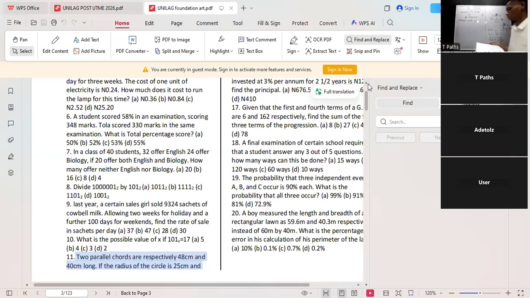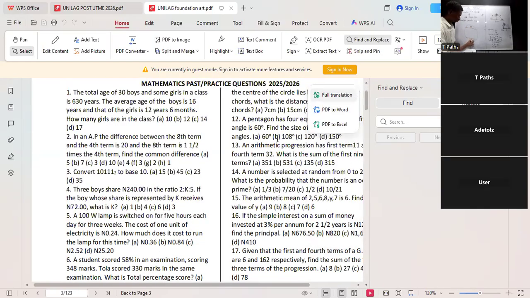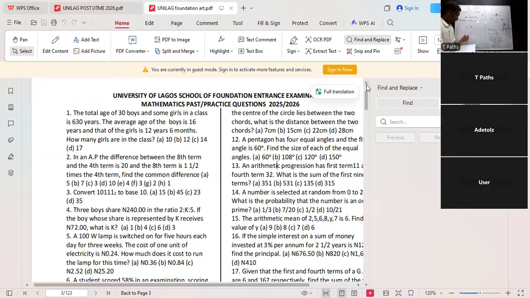Okay, so let me just help you guys out with an illustration of the diagram. So two parallel chords. Parallel means they are moving in the same direction. So this and this. One of them is 48 centimeter long, while the other is 40 centimeter long. If the radius of the circle is 25 centimeter, this is radius. So here is 25. And the center of the circle lies between the two chords. What is the distance between the two chords? So here is also 25.